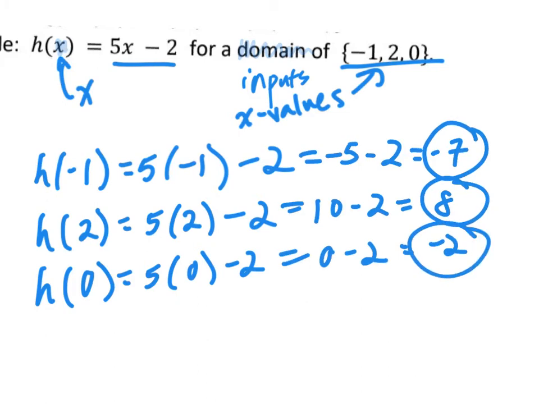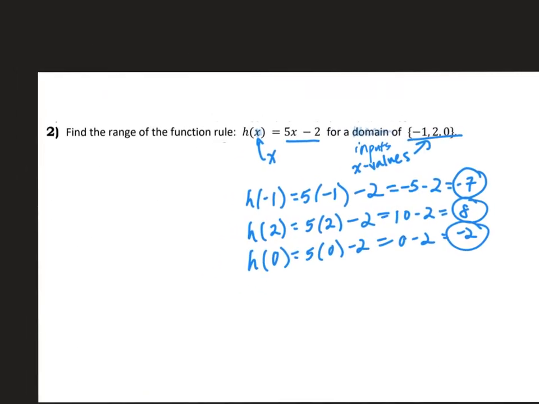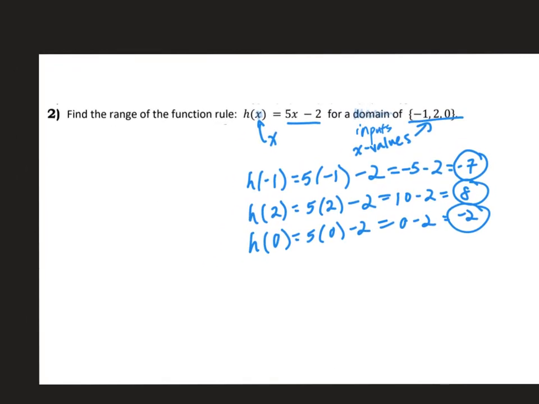Okay? So I'm going to write my range now. Just like how my domain was written in these curly brackets over here, these right over here, just so we know what I'm talking about, I'm going to write my range in curly brackets too. So my range is going to be curly bracket, -7, comma, 8, comma, -2. Close curly bracket. And that's it.